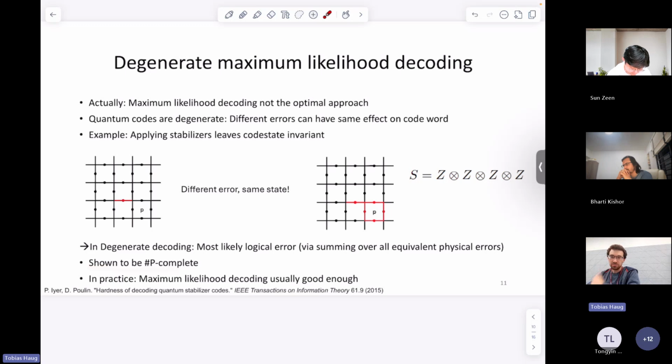So what people in practice normally do so far is simply do maximum likelihood decoding, basically ignoring this degeneracy problem. And it turns out in most cases, or cases of practical relevance, it seems to work reasonably well. Maximum likelihood decoding seems to be good enough, and the degenerate part can in practice be ignored. We show that degenerate decoding gives better performance, but in practice, maximum likelihood seems sufficient for quantum computers to run, which is good because it makes things easier for us.